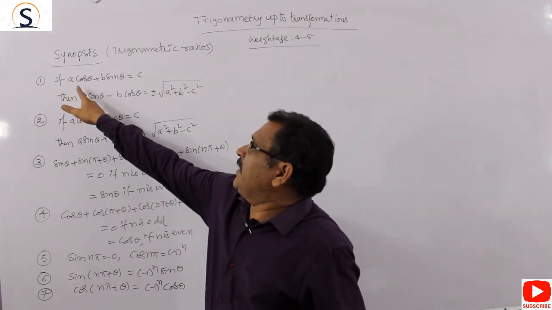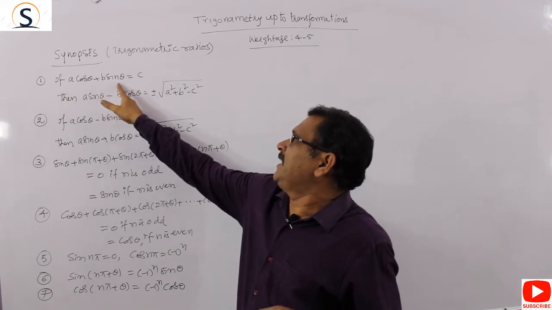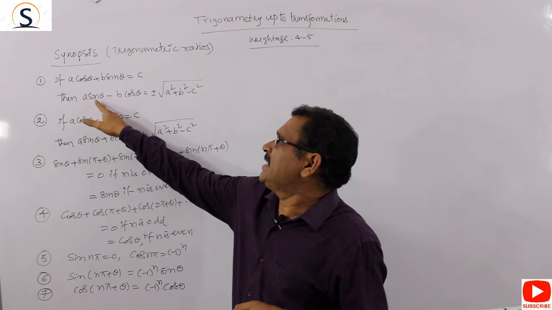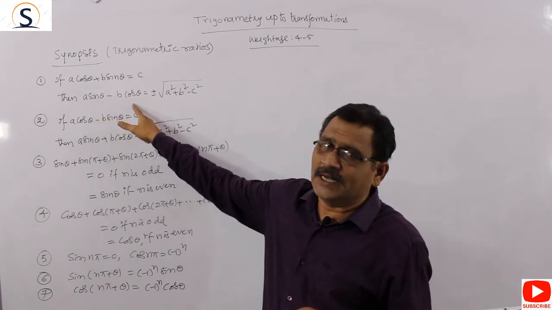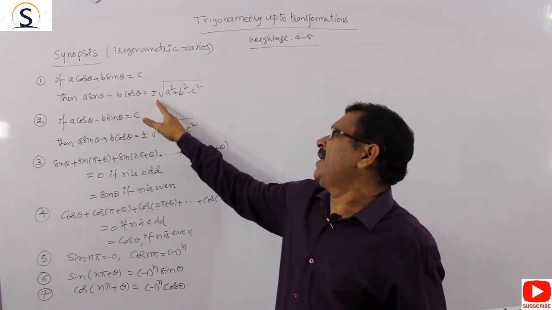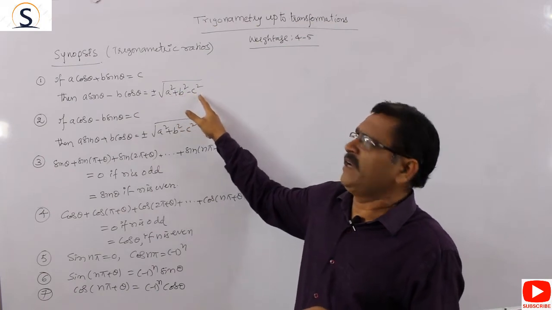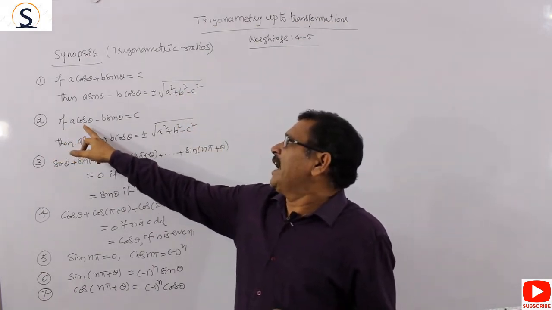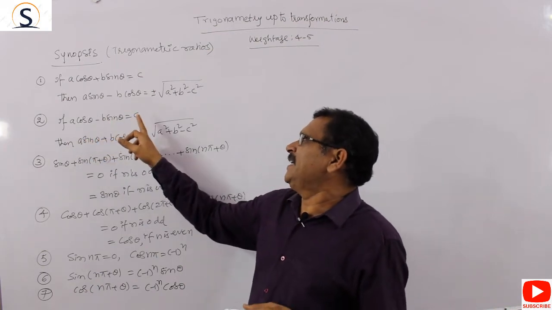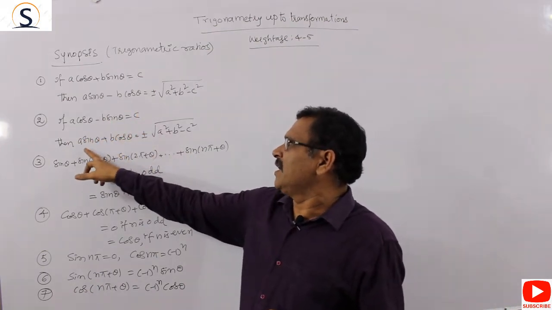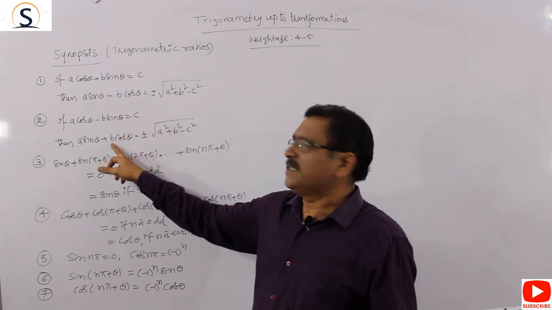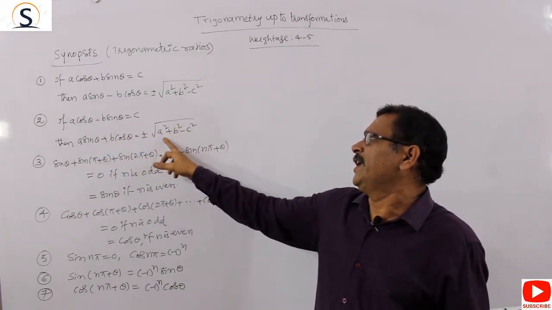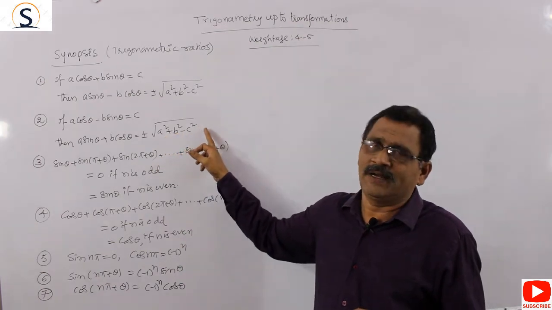First, if A cos theta plus B sin theta is equal to C, then he is asking the value of A sin theta minus B cos theta. That is equal to plus or minus under root A square plus B square minus C square. This is one formula. Here, if A cos theta minus B sin theta is equal to C, then asking the value of A sin theta plus B cos theta, that is equal to plus or minus under root of A square plus B square minus C square.